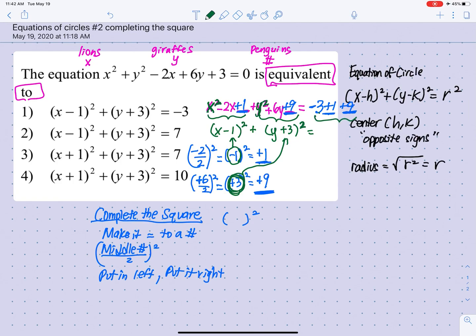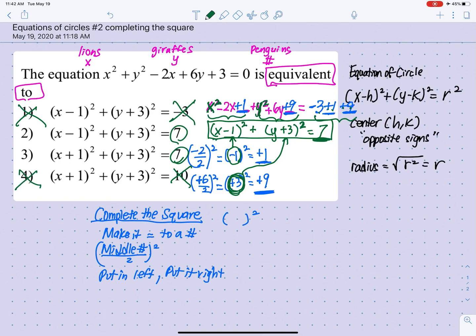Negative 3 plus 1, that's negative 2, plus 9, that's a positive 7. And so this is what we call the equation of a circle in standard form. I'm going to look at the number 7 here. These match, these don't. So I eliminate choice 1 and 4.